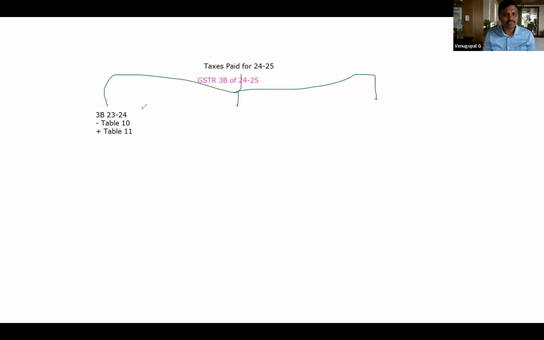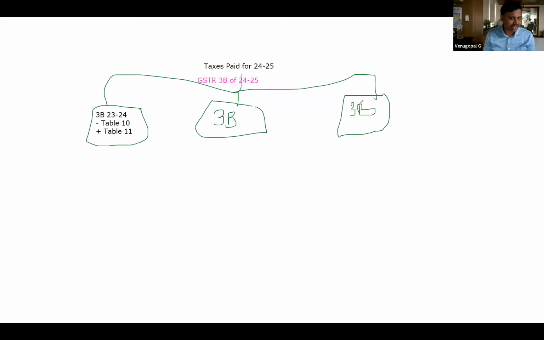So obviously you have adjusted this. You are having actual 3B values here. Then you have 3B values here, right? Now, whatever the 3B values which you have in the subsequent year, if you have something in the subsequent year, you are borrowing to this year.